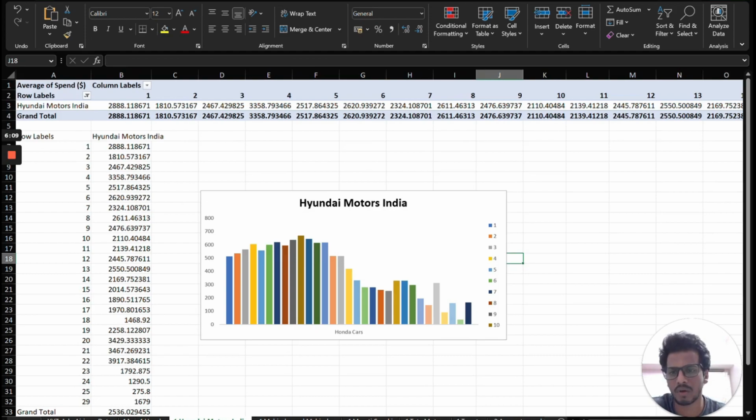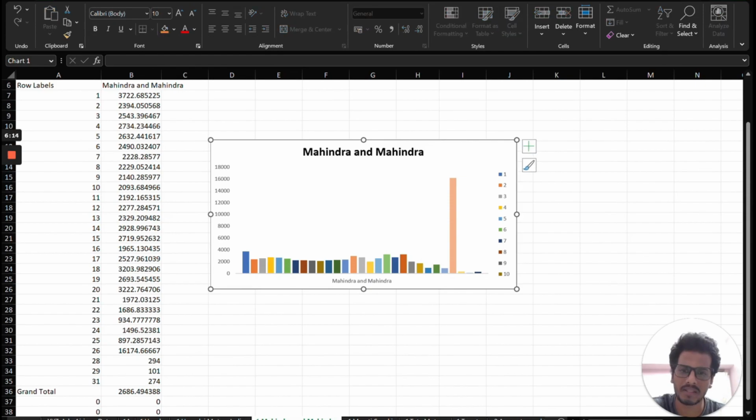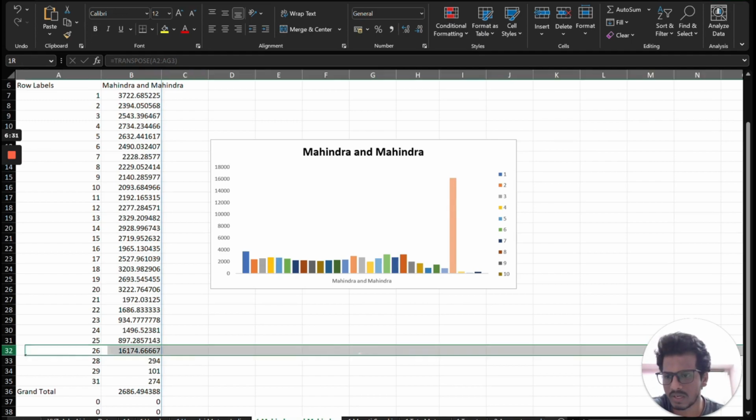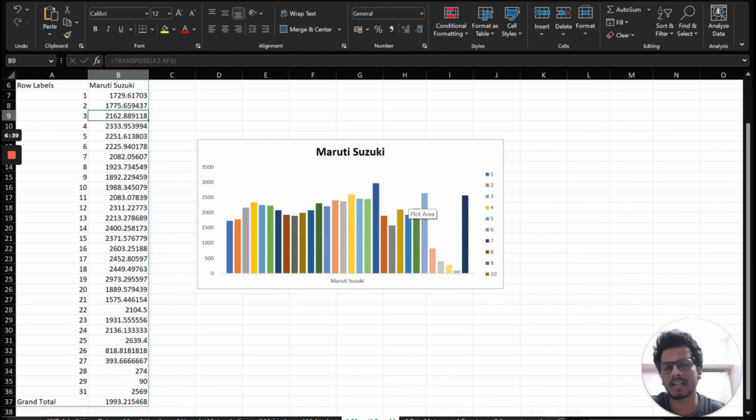Similarly, this is for Hyundai Motors India, and similarly for Mahindra. We can see Mahindra has spent a huge amount of money on this. Let's see which one. 16,000, I guess, because this is what I'm looking at. Yeah, 16,000, this is the 26th. They have spent a lot on that. Maruti Suzuki again has spent an almost equal amount; the average is almost equal, but the values are higher.